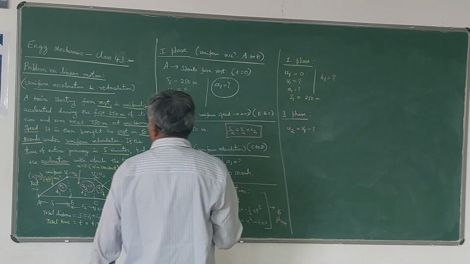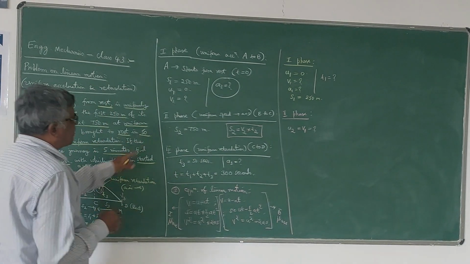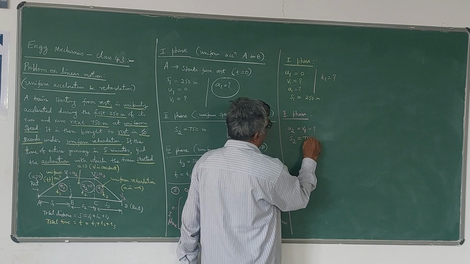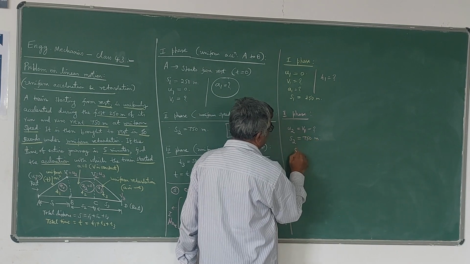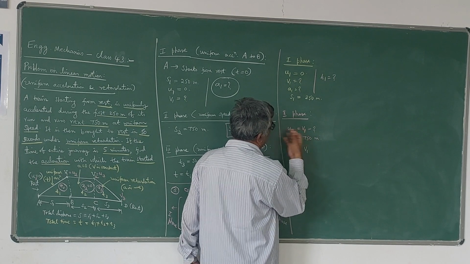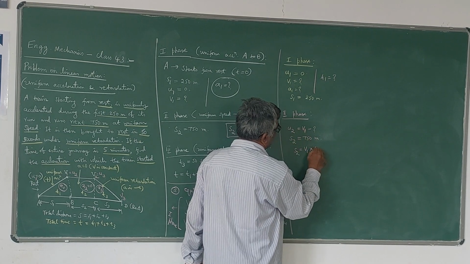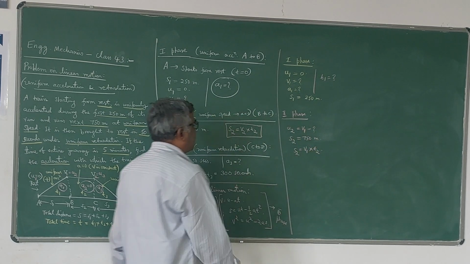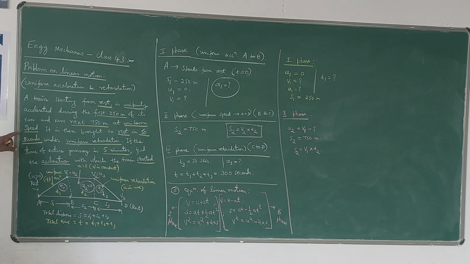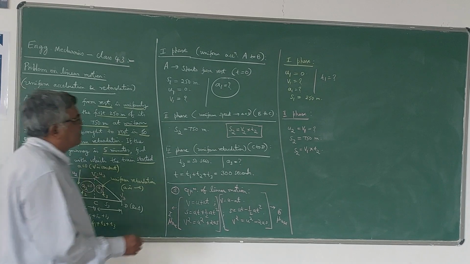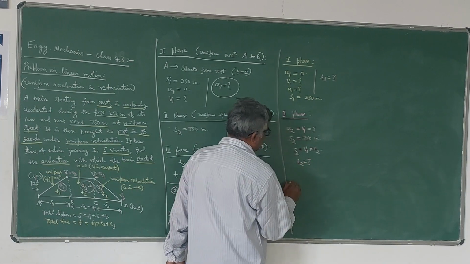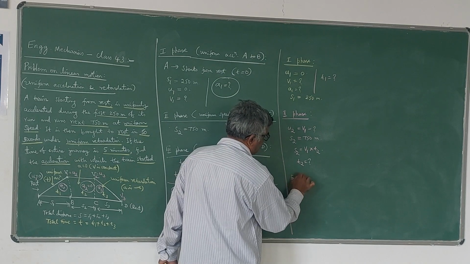So in the second part, 750 meters, S2 is known, and you know this equation, S2 is equal to, so that whatever v1 or u2 is there, multiplied by t2. Here t2 is also not known. See, t2 is not given here, so that is also not known. t2 is unknown. Next, coming to third phase.